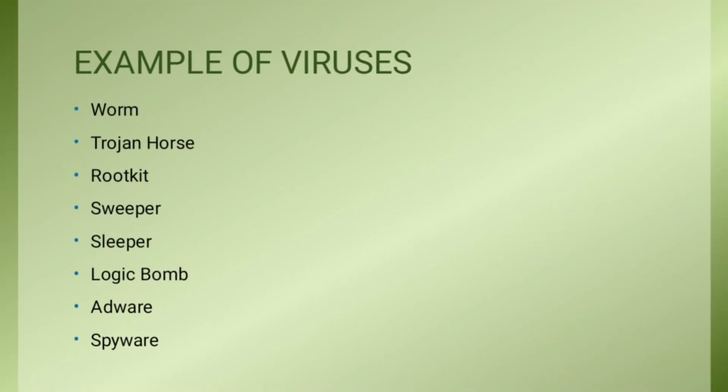Some examples of viruses: worm, Trojan horse, rootkit, sweeper, sleeper, logic bomb, adware, spyware. Worm is a harmless virus that simply replicates itself, and Trojan horse is a friendly-looking virus, and rootkit is also a computer virus. Adware is a program that displays unwanted advertisements in a banner or pop-up ads. This is adware. And spyware is also a program placed on a computer or mobile device without the user's knowledge that secretly collects information about the user and then communicates or sends the same information to some outside source while the user is online.